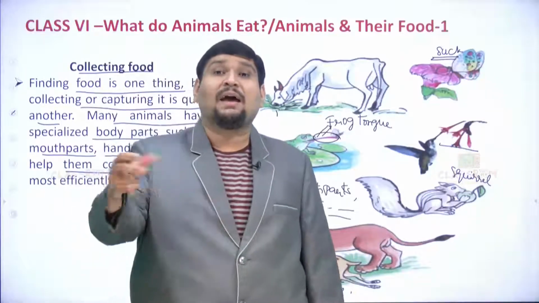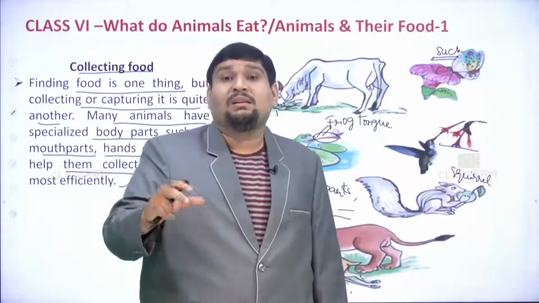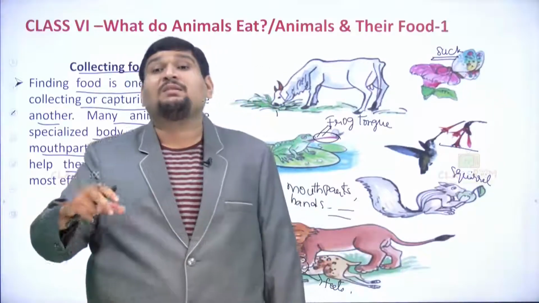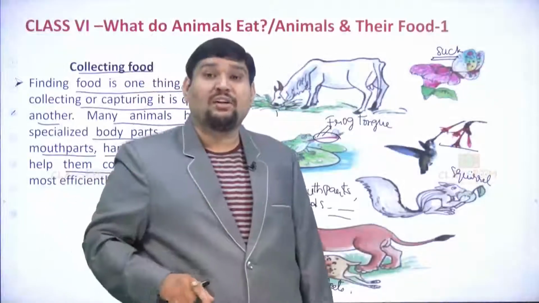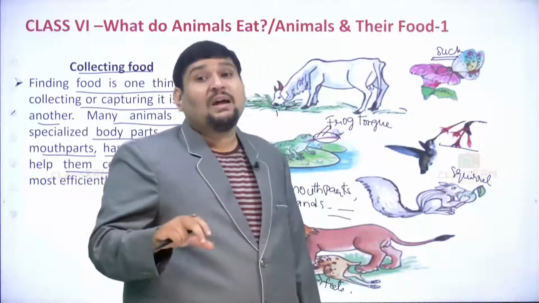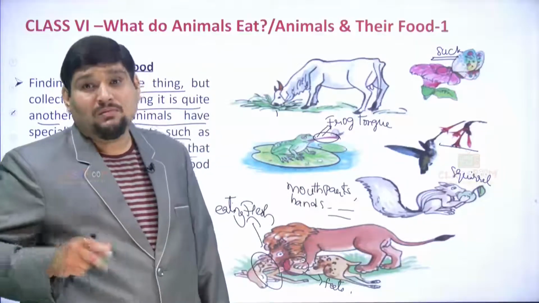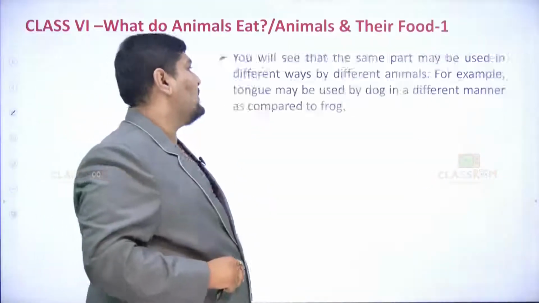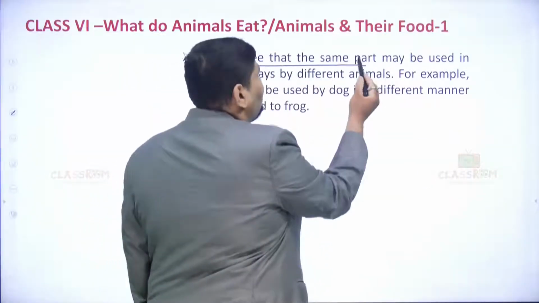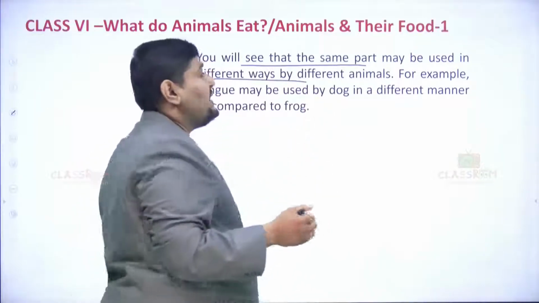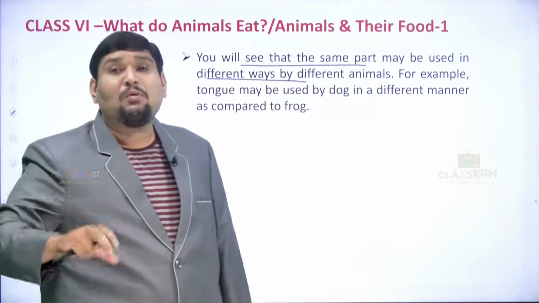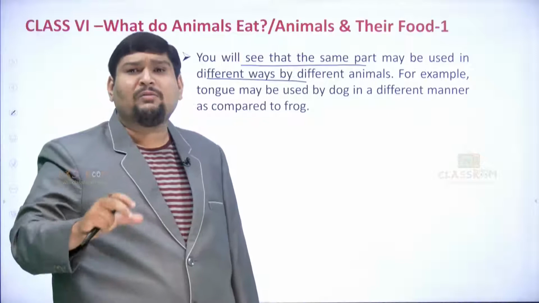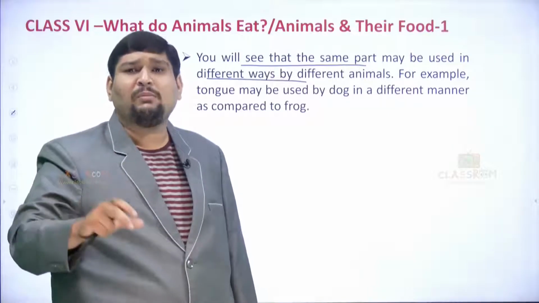So this is how the animals start having their food. That's the reason we say, how do animals eat? That's what we are trying to find, how animals start eating or having their food. Yes, so these are the different forms. So the cow and all you can see. Then you will see that the same part may be used in different ways by different animals also. So some body parts or mouth parts have been found similar, or the same, in animals.